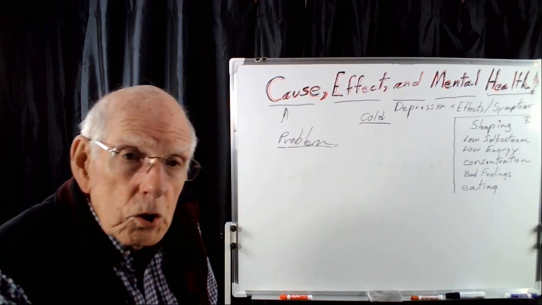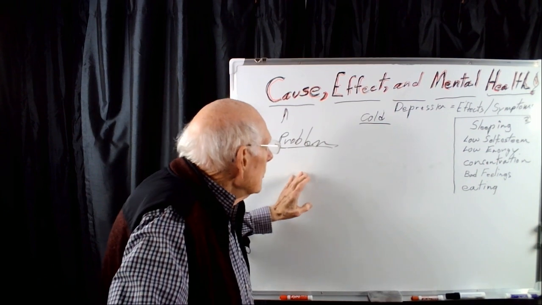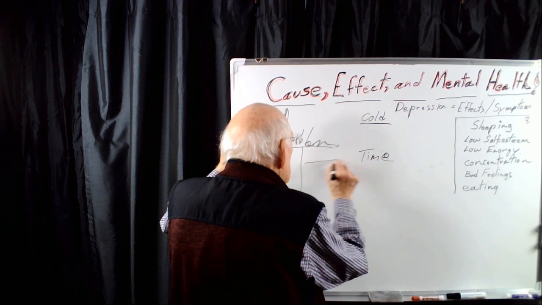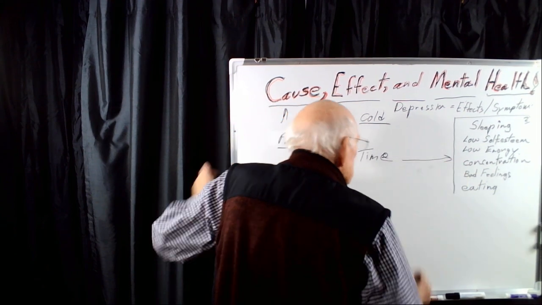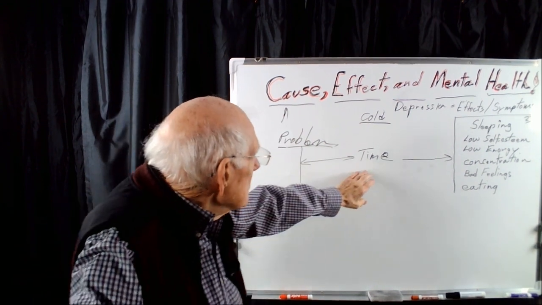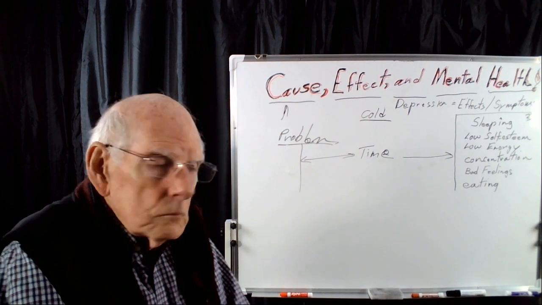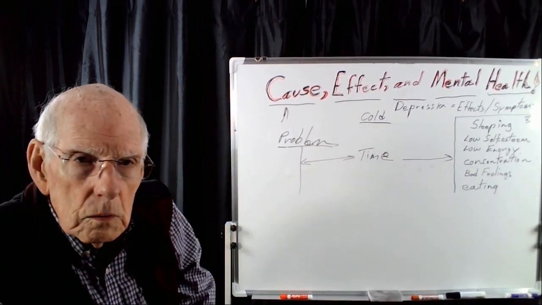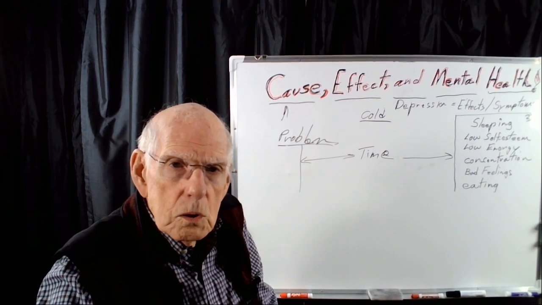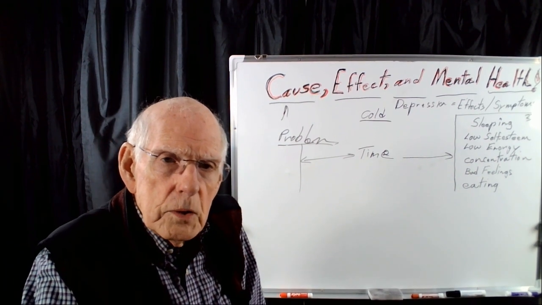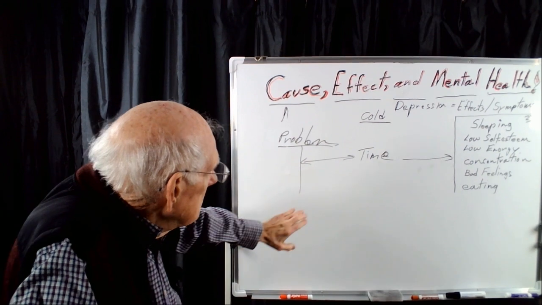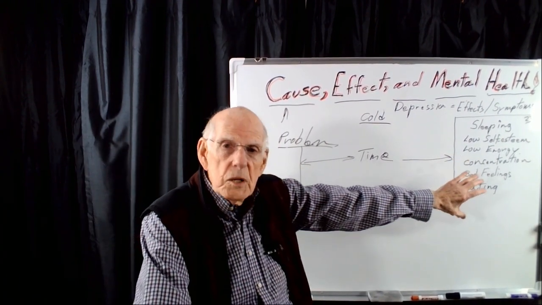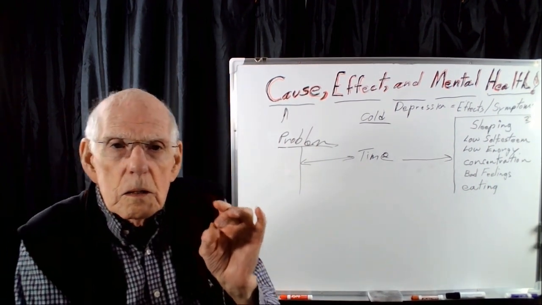Now, what are traditionally some of the things? Now, recognize there's a time frame. Time from the problem to the symptoms. How long is that time frame? With something like a cold, we know it's 3 to 5 days. With depression, before you see the symptoms, it could be years and years. So there's a time frame between when the problem occurs and when the symptoms arrive that you are consciously aware of.